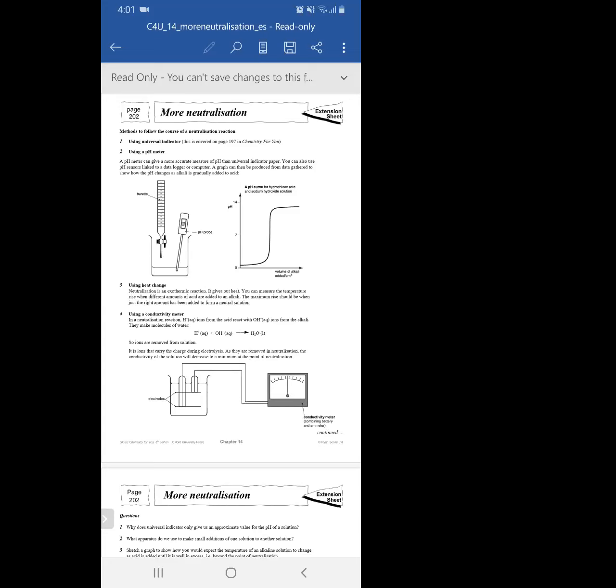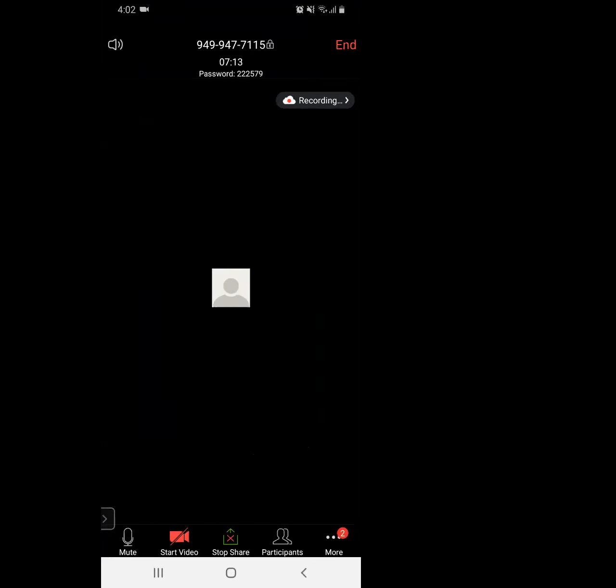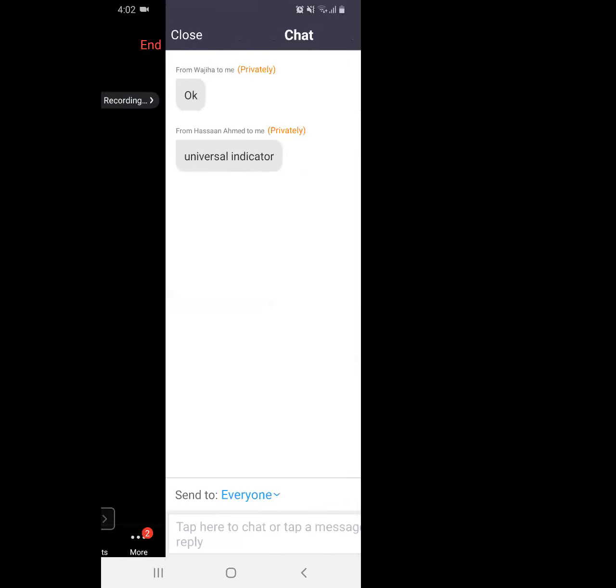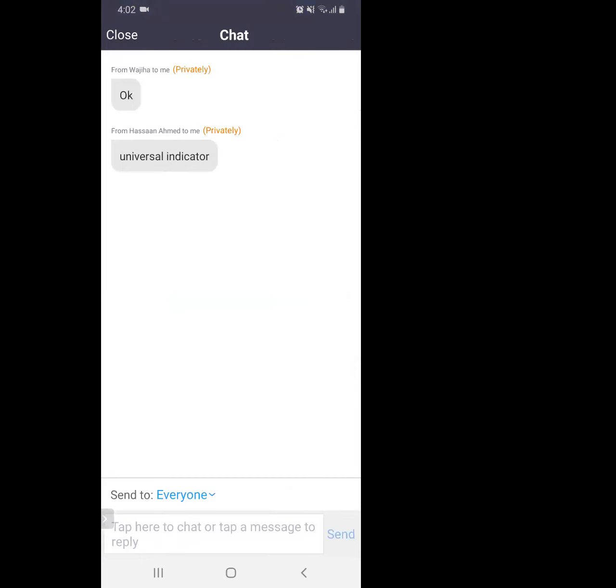Now, in our experiments and whatever we have studied so far, how do we make sure that all the acid has reacted? How do we make sure that all the acid has reacted, in the methods that we have studied so far? Okay, universal indicator is one way. Yes, that's a good answer, Hassan. And universal indicator is used when?